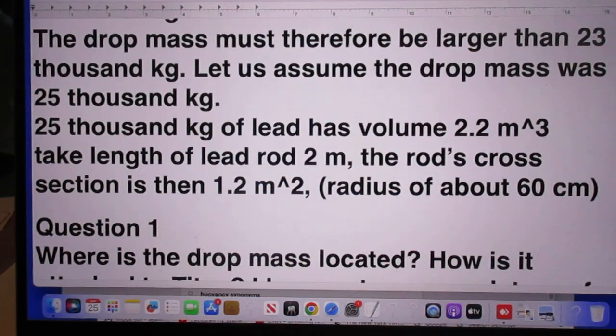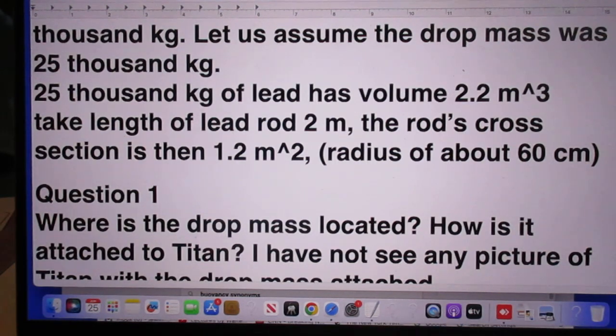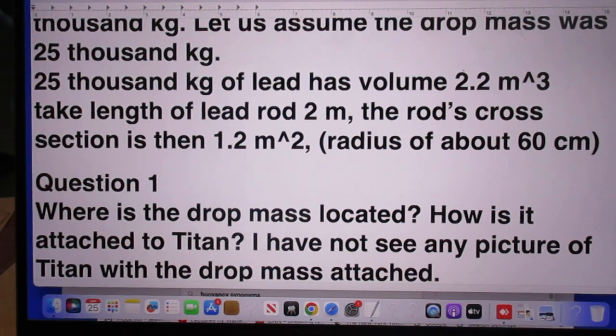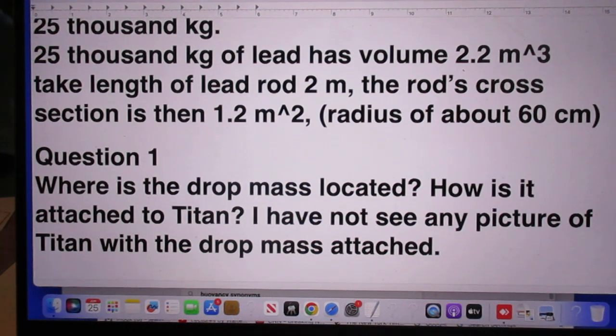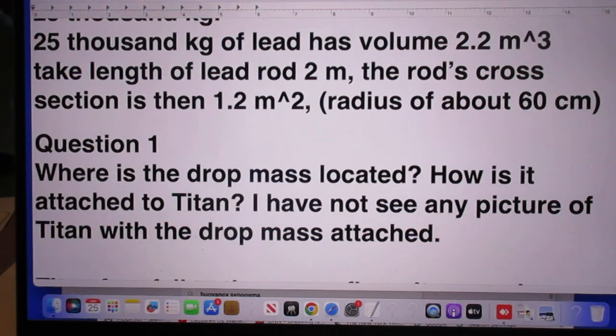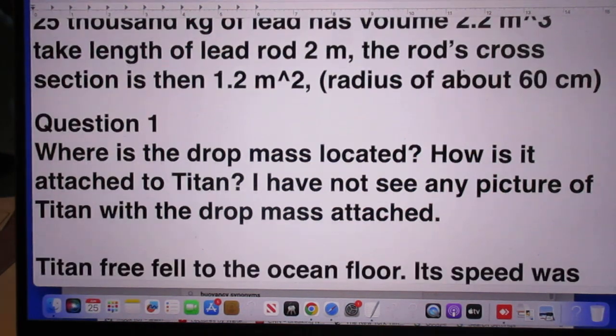Let's assume the drop mass was 25,000 kilograms. It may have been larger, but let's assume that. 25,000 kilograms of lead has a volume of about 2.2 cubic meters. Now take the length of a lead rod and make that length 2 meters. The rod's cross-section is then 1.2 square meters. In other words, it would be a lead rod 2 meters long with a cross-sectional radius of 60 centimeters. That's big.